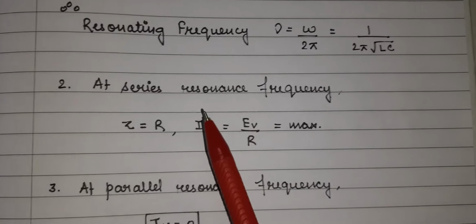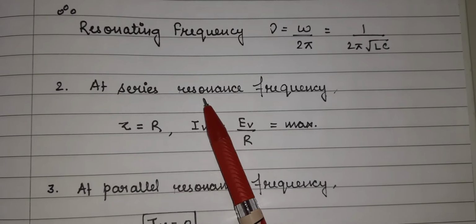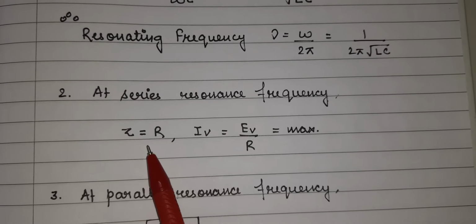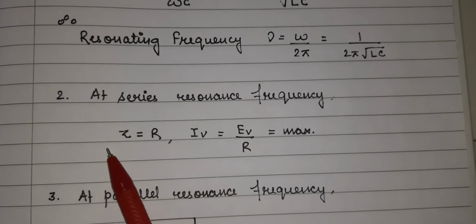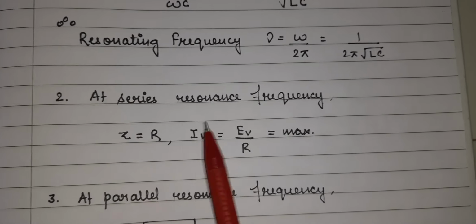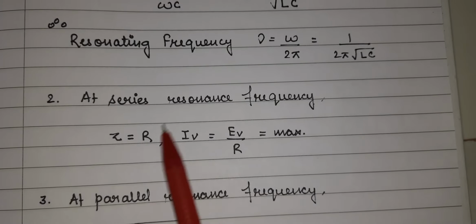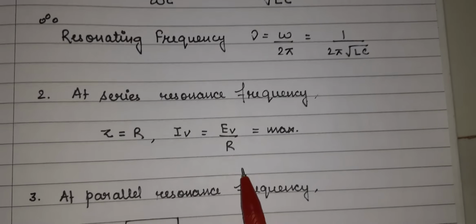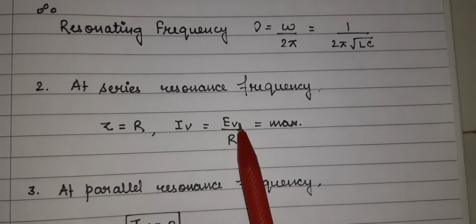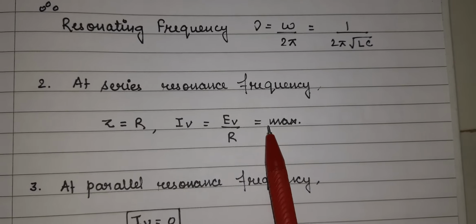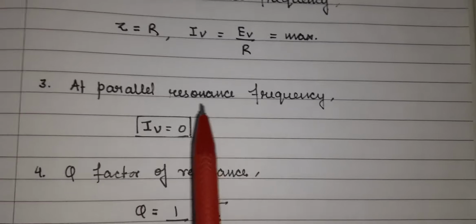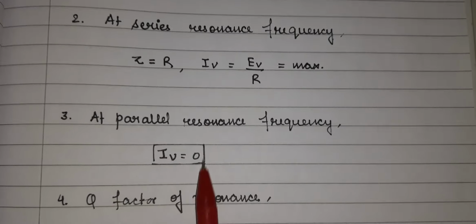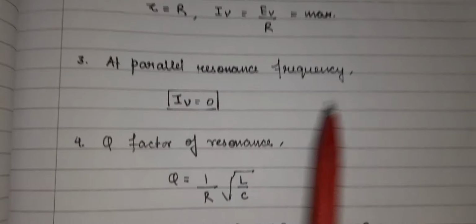The next formula which will come into our consideration is for the series circuit. If the circuit is a series circuit, the resonating frequency can be found when the whole impedance of the circuit is equal to R. The current which will flow, the IRMS current value, we can find with the formula EV upon R, that is the RMS EMF upon resistance. In that case our current flow will be maximum. Suppose the circuit is parallel, then we will not get the resonating frequency, so the RMS current which will flow in this circuit will be equal to 0.